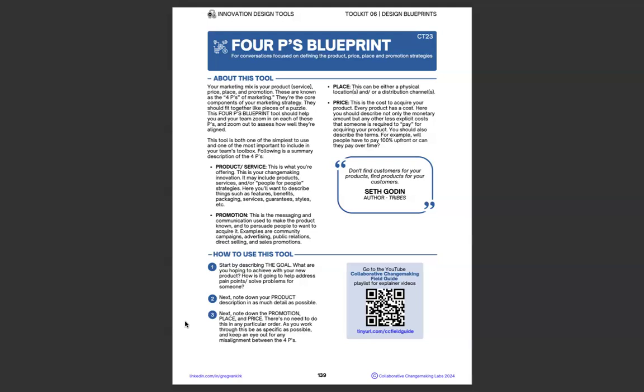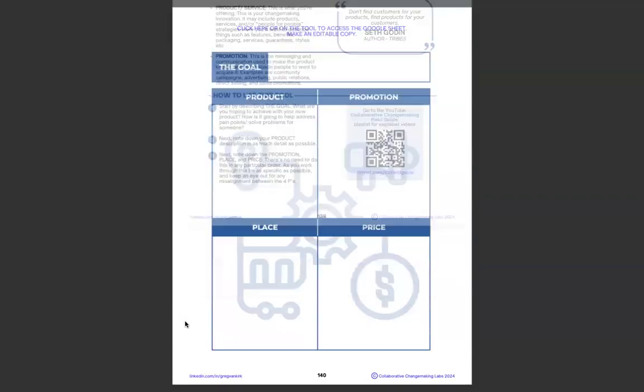Place, if you look at the top, this can be either a physical location or locations or a distribution channel, right? Or this could be online, somewhere online, or it could be an app, right? Price. This is the cost to acquire your product. Every product has a cost. Here, you should describe not only the monetary amount, but any other less explicit cost that someone is required to quote unquote pay for acquiring the product. You should also describe the terms. For example, will people have to pay 100% upfront, or can they pay over time? Okay, so those are your four Ps, your product, promotion, place, and price.